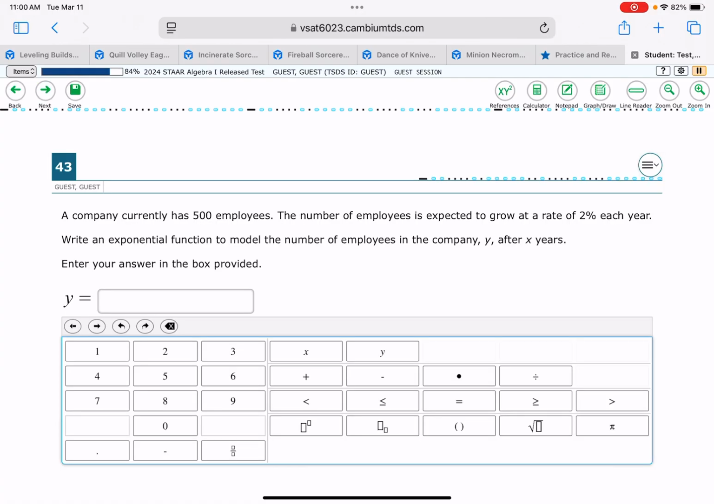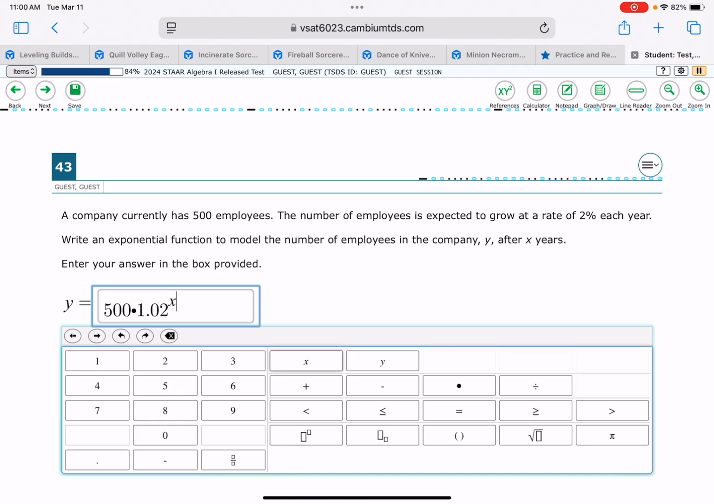Technically, I don't have to do any work on this. So this is an exponential function because we're talking about growth. So we're going to do our A value, and then I'm going to do times. And then our rate, since that's 2%, it's going to be 1 plus 2%, which is 1.02. Then I'm going to do my exponent. I'm going to click the exponent of x, because this is an exponential growth function. And that's all you have to do on that one.